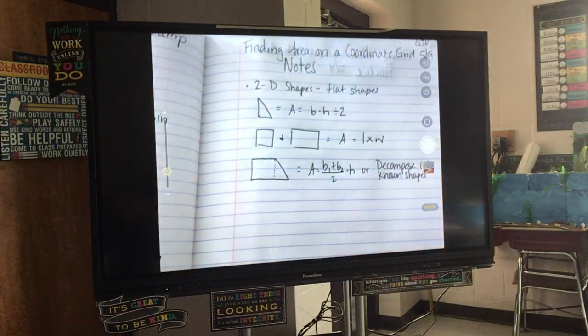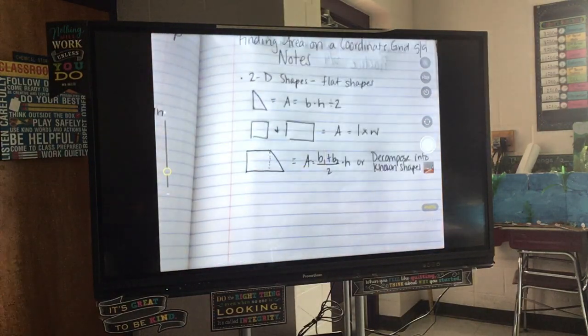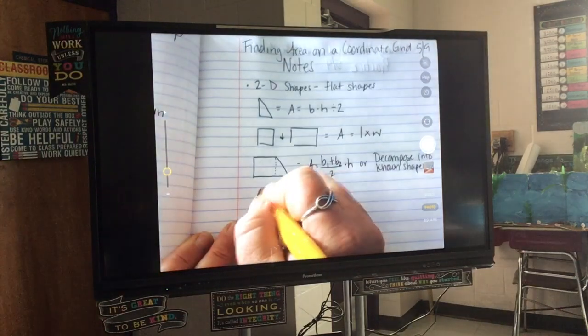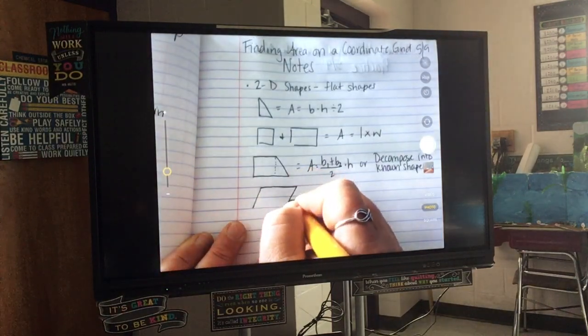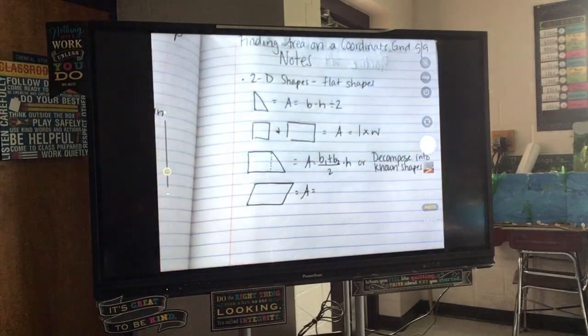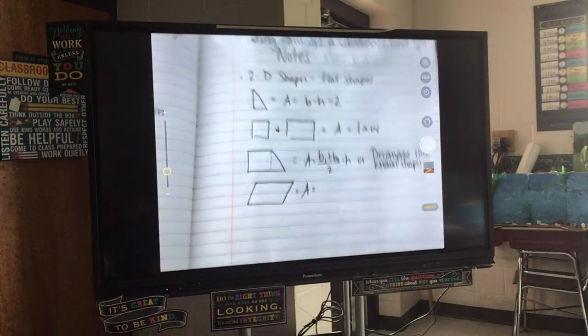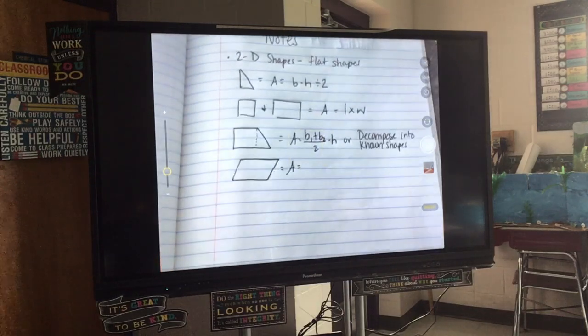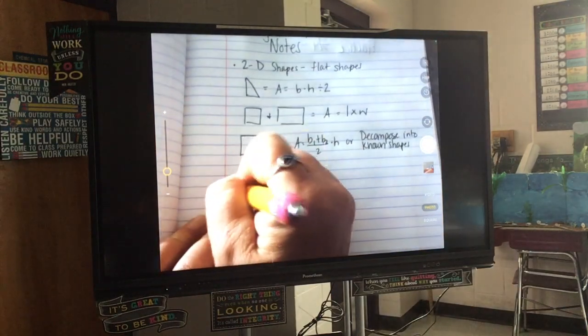Alright, what other shapes do we have? You guys remember this shape? What's the area for that shape? Or first and foremost, what is that shape called? What's that shape called here? Nope. Nope. Lily? Yes. This is a parallelogram.